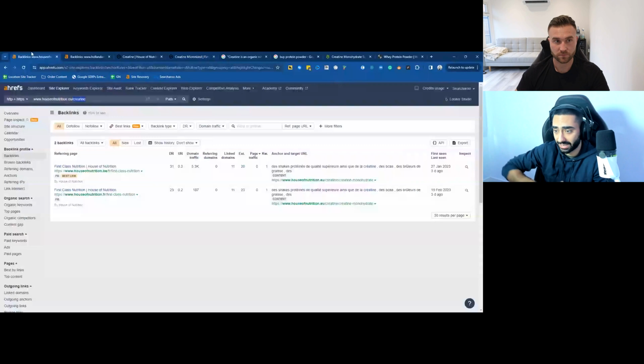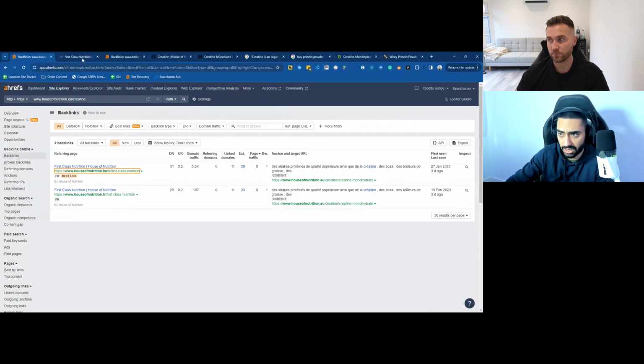So then going back to the link building side of things, they only have two links from their French version of their website, and I'm guessing that's Belgium. Yeah, the Belgium version of their website. And that's the only two links that they have.